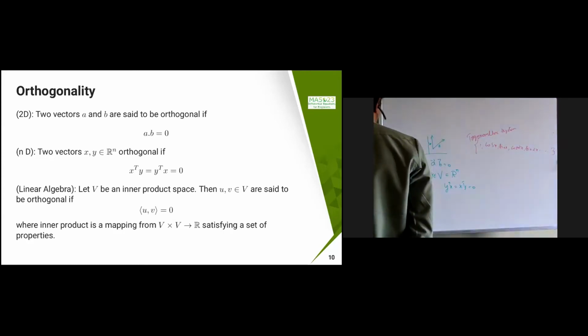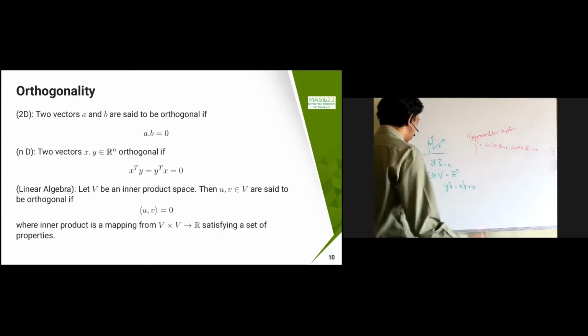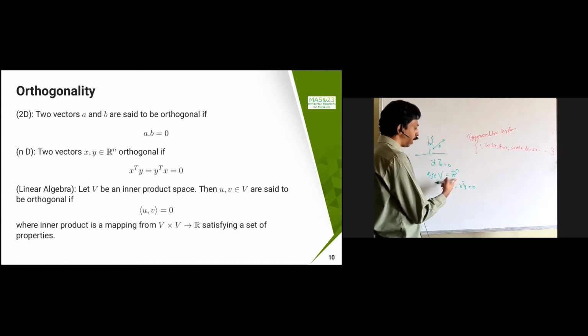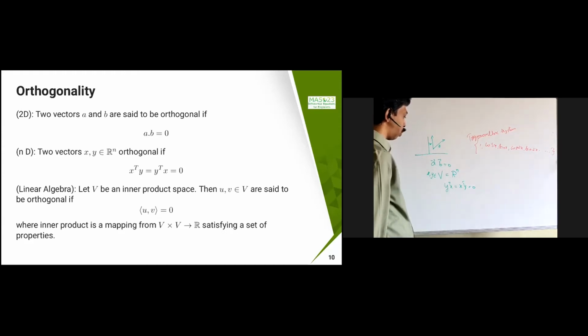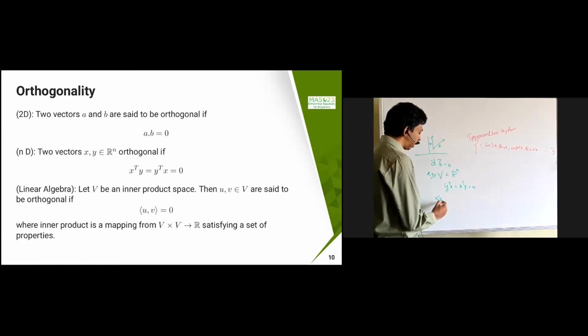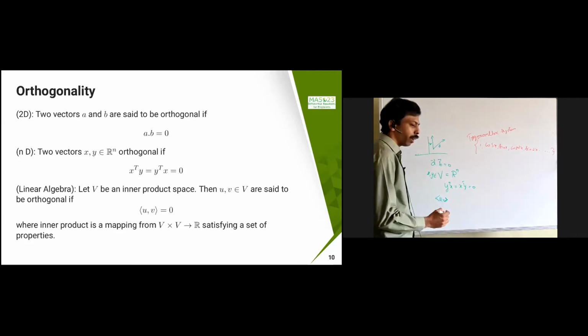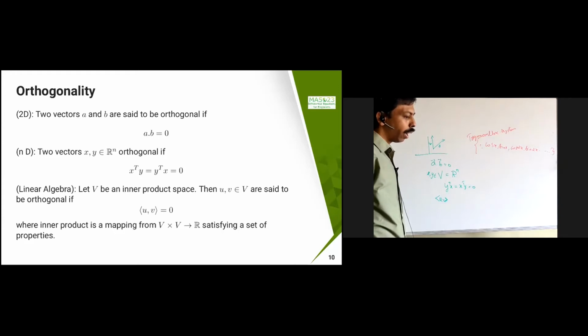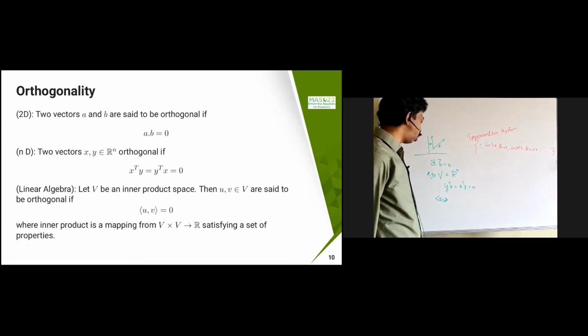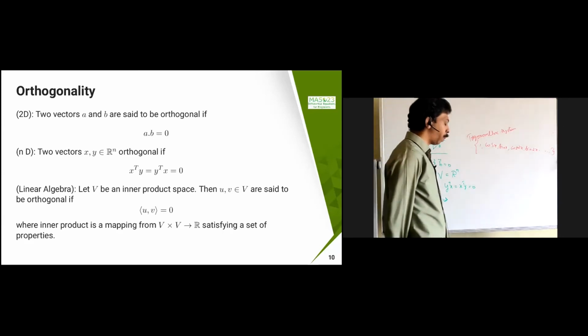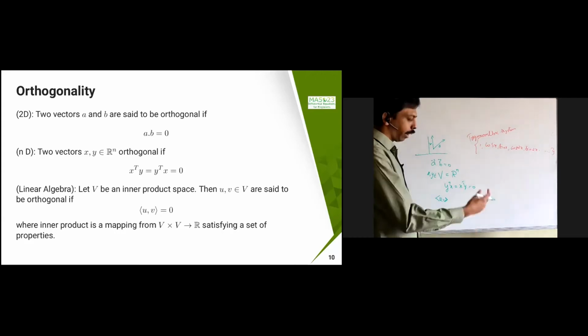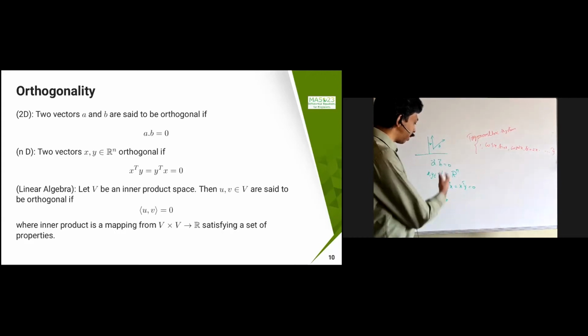Similarly, in linear algebra you might have studied the inner product space. Instead of the vector space R power n, where I defined y transpose x and x transpose y, suppose I have an inner product space. In that case I can define an inner product. An inner product is nothing but a bilinear mapping from V cross V to R satisfying a set of properties like u comma v equal to v comma u, alpha u plus beta v linearity, and u comma u greater than or equal to 0. Some 3-4 conditions are there.